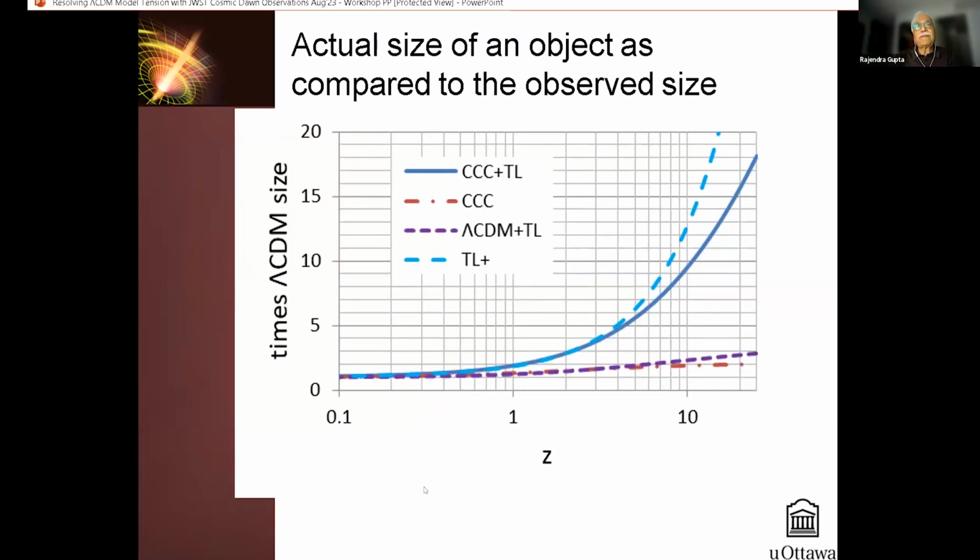This is the actual size of an object as compared to the observed size. In the case of lambda CDM, it is shown as what you might see times the lambda CDM size. So if lambda CDM size is 1, then what is the physical size of the object you will expect to see? You can see it is showing to be 10 times more around this.